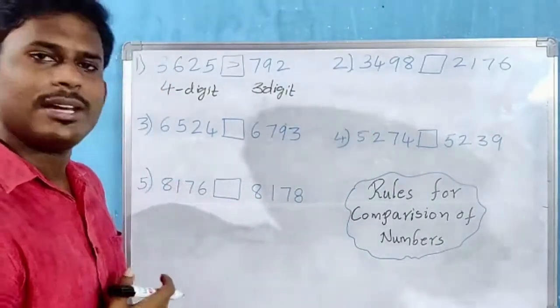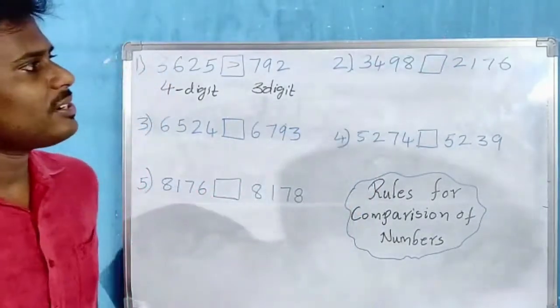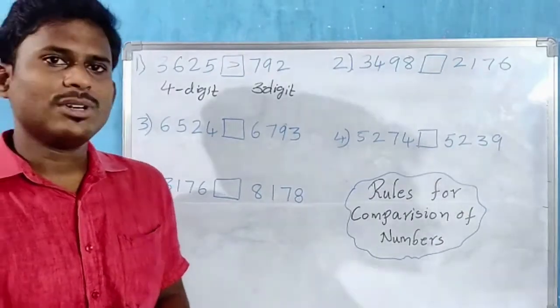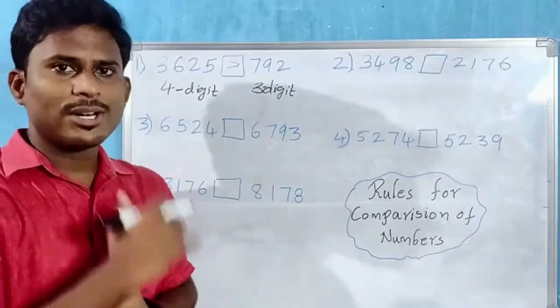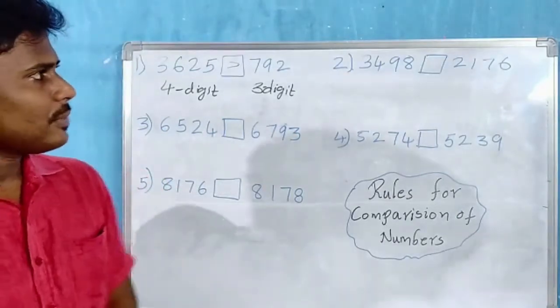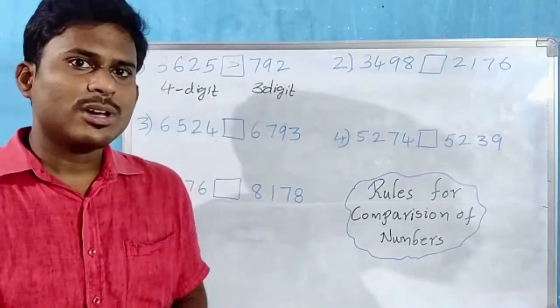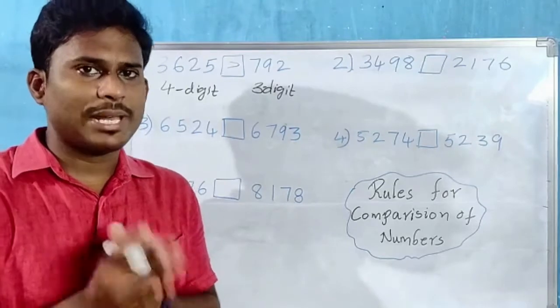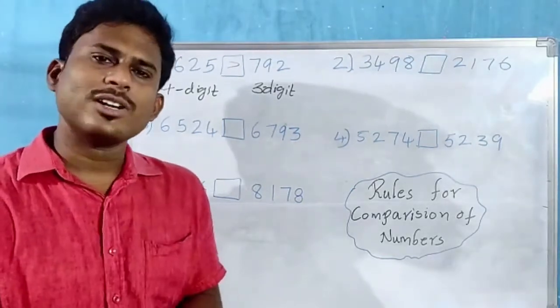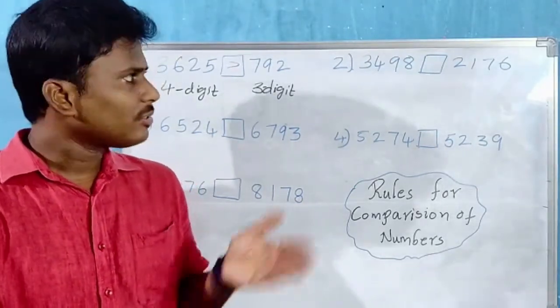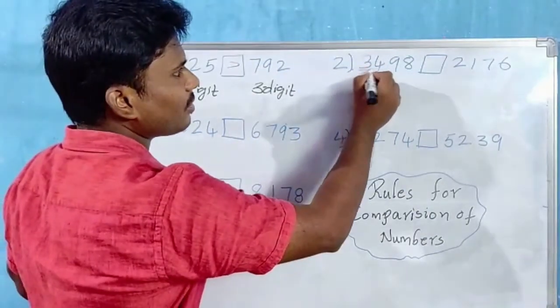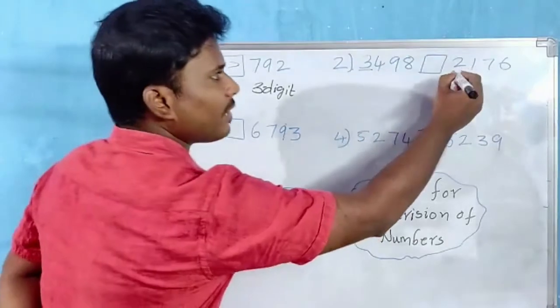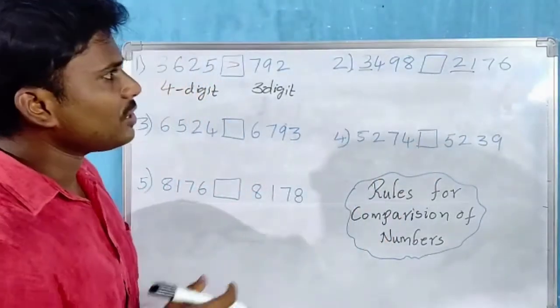3498 on the left hand side, 2176 on the right hand side. If you compare, both the numbers have 4 digits. So at that time, what do we have to do? We have to look for the highest place. In a 4 digit number, what is the highest place? It is the thousands place. In the thousands place, we have the digit 3 here. Here we have the digit 2.